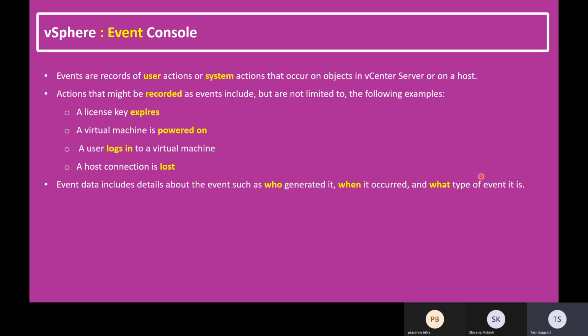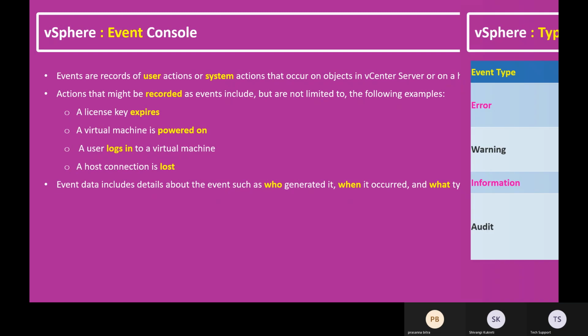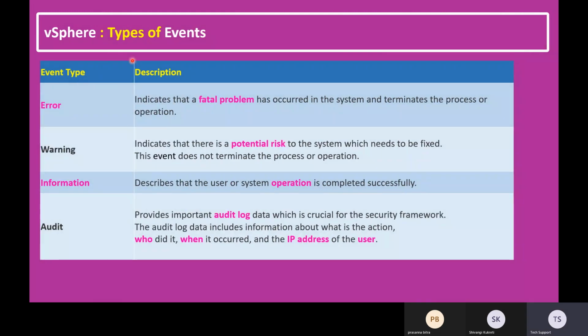Normally the types of events include error, warning messages, information, and also audit-level events. I will show you more information about the types of events in the following slide. So, vSphere types of events. The types of events include error event, warning event, information event, and also audit event.